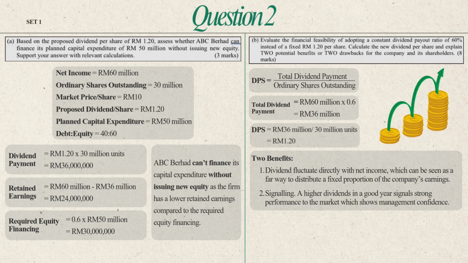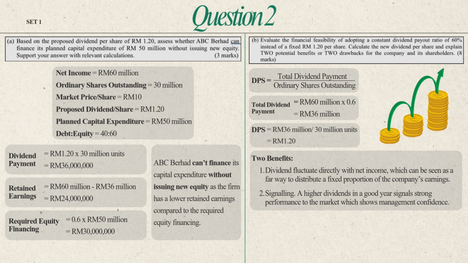For 4B, the question asks to calculate the new dividend per share using the constant dividend payout ratio of 60%. First, we need to calculate the total dividend payment, which is net income 60 million ringgit times 0.6. It equals 36 million ringgit. To get the dividend per share, total dividend payment over ordinary shares outstanding, which is 36 million ringgit over 30 million units, resulting in a dividend per share of 1 ringgit 20 cent.